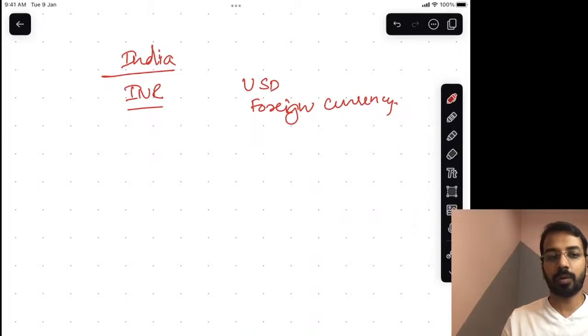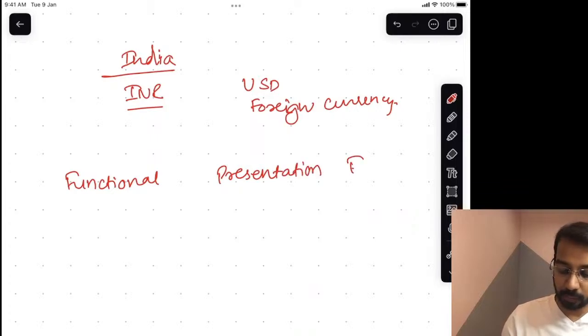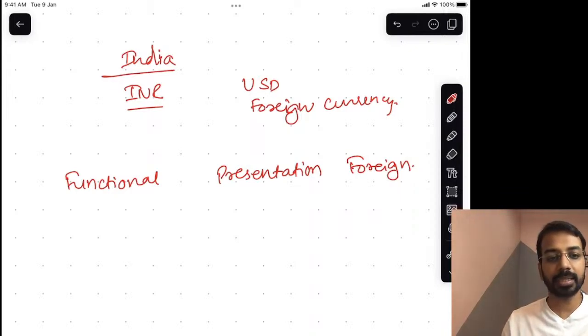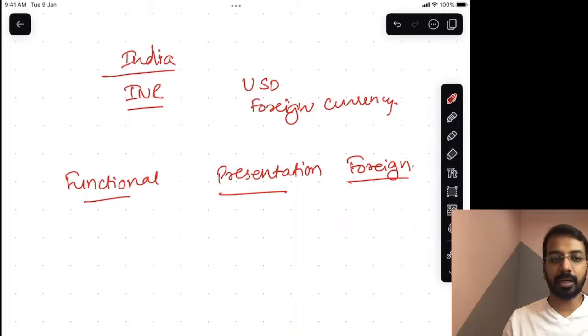Now, Ind AS 21 brings in another concept called functional currency. So now we have three currencies: functional currency, presentation currency, and foreign currency. Okay, not really important from an examination point of view, but from an understanding point of view it is very important. What is a functional currency, what is a presentation currency, and what is a foreign currency?